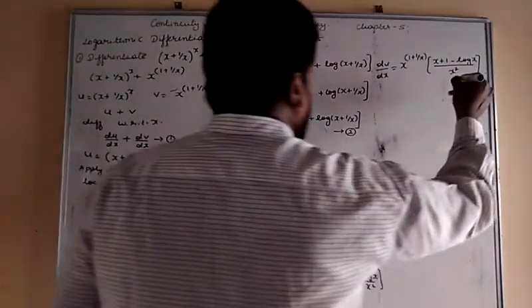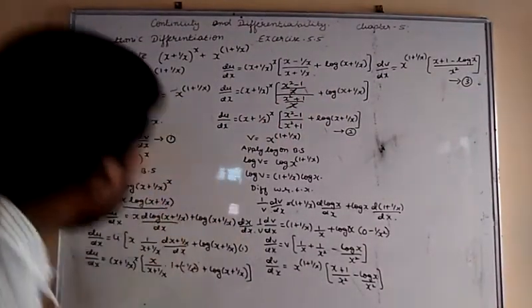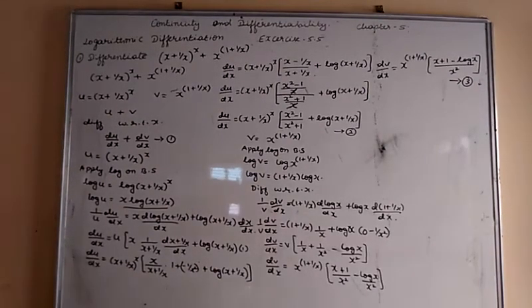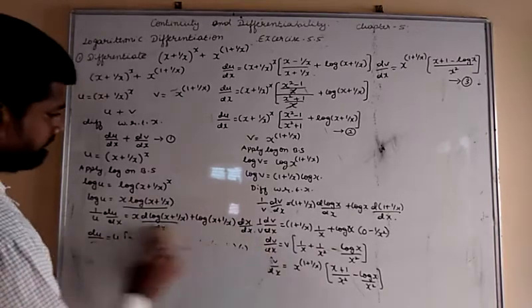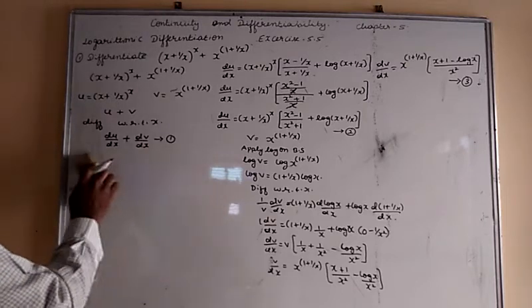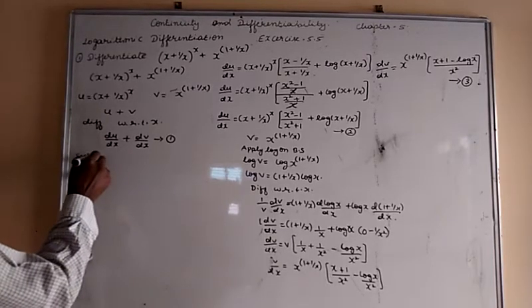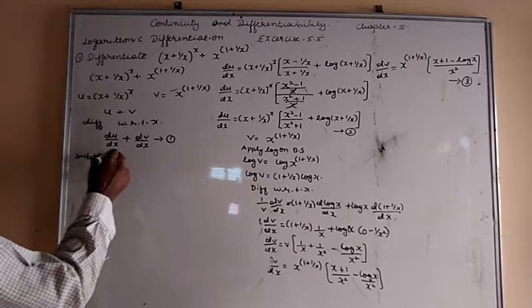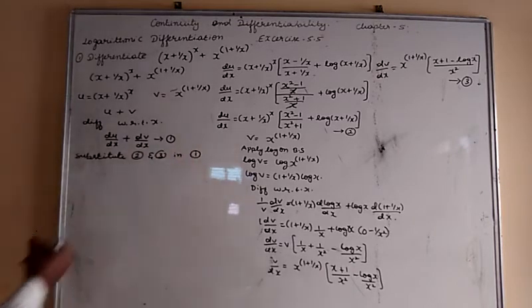So this is, let us consider this is 2, 3. Then substitute, so take down this one, then substitute the values of du by dx and dv by dx in 1. Okay, substitute 2 and 3 in 1.